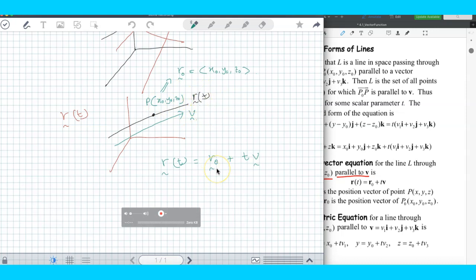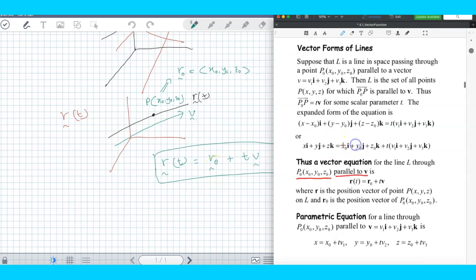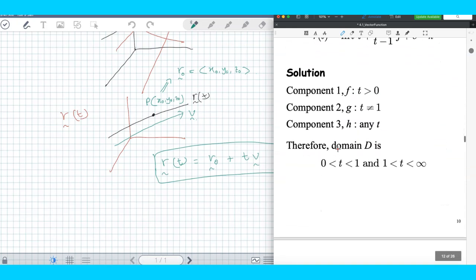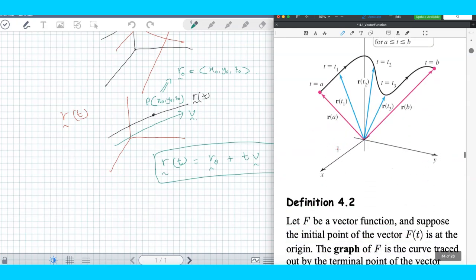So you must use this formula. Okay, so now we go back to the question here in example 4.2.